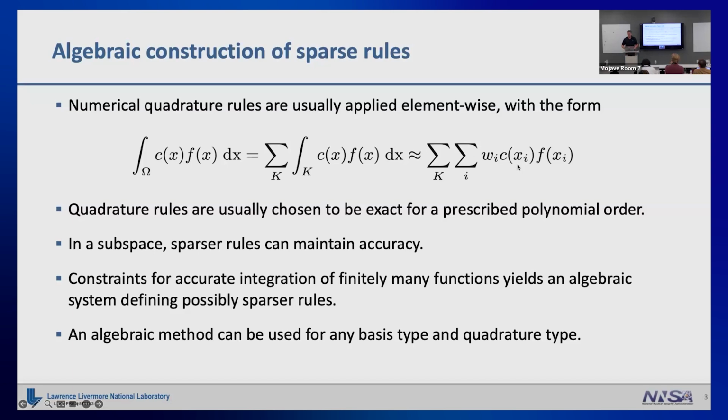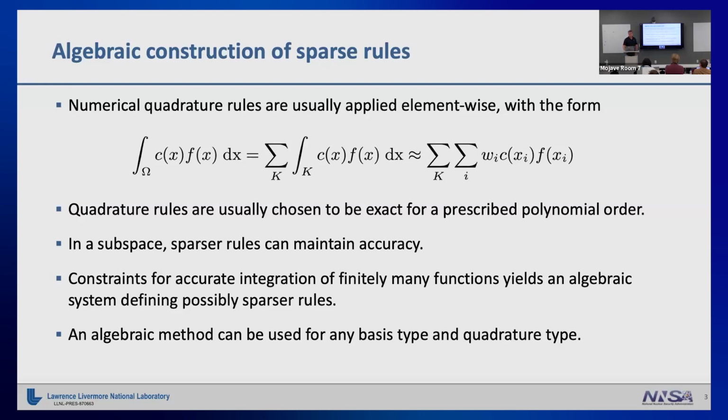And we usually choose these to be exact for a certain prescribed polynomial order that we're using in our finite element space. But in some cases, we end up using not the entire polynomial space of that order. If we can restrict to a subspace of fewer basis functions, then it turns out you can get a sparser rule. You don't need as many quadrature points if you're not using all the basis functions of that order.